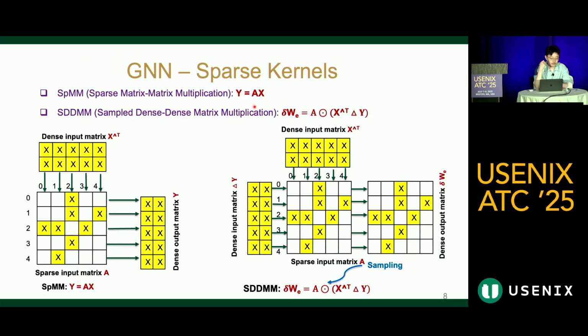For GNNs, we need to use sparse kernels for the computations. In total, they use 2 types of kernels. One is SPMM, which outputs a vertex-level output. The other is SDDMM, which generates an edge-level output.